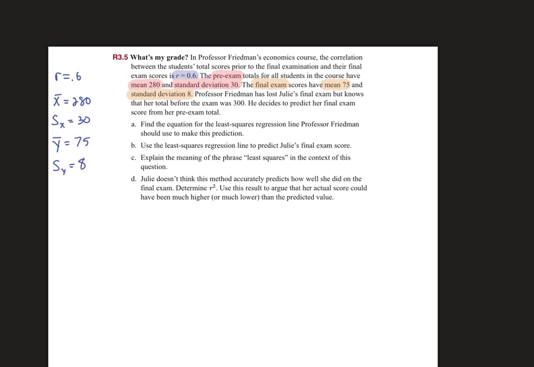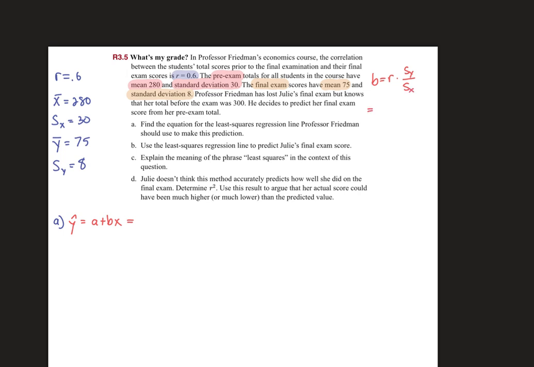So for part A, and actually I'll put on the other side the formulas that we're going to use. First off, for part A, find the equation of the least squares regression line that you'd use to make the prediction. So we should use y equals a plus bx. We'll always find b first for problems like this, where they give us the mean of the x's and y's and the standard deviations of the x's and y's. We'll find b first by using the formula b equals r times standard deviation of y over standard deviation of x.